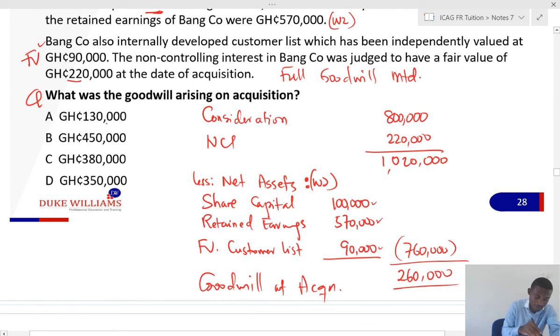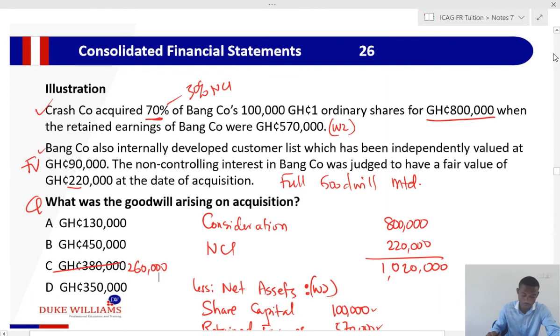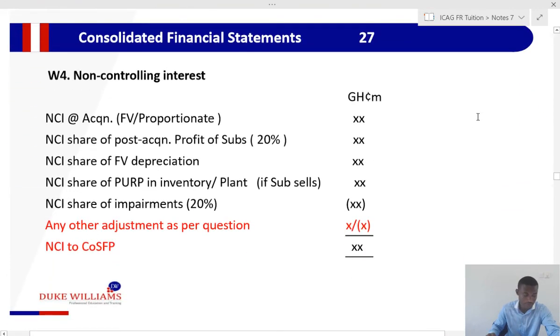Just that one of the listed options should be 260, so I can take this out and this should be 260. The answer should be 260. That could be a typo error when developing the options. But currently, based on the calculation we have done, the answer should be 260. Okay. Workings number 4, non-controlling interest.